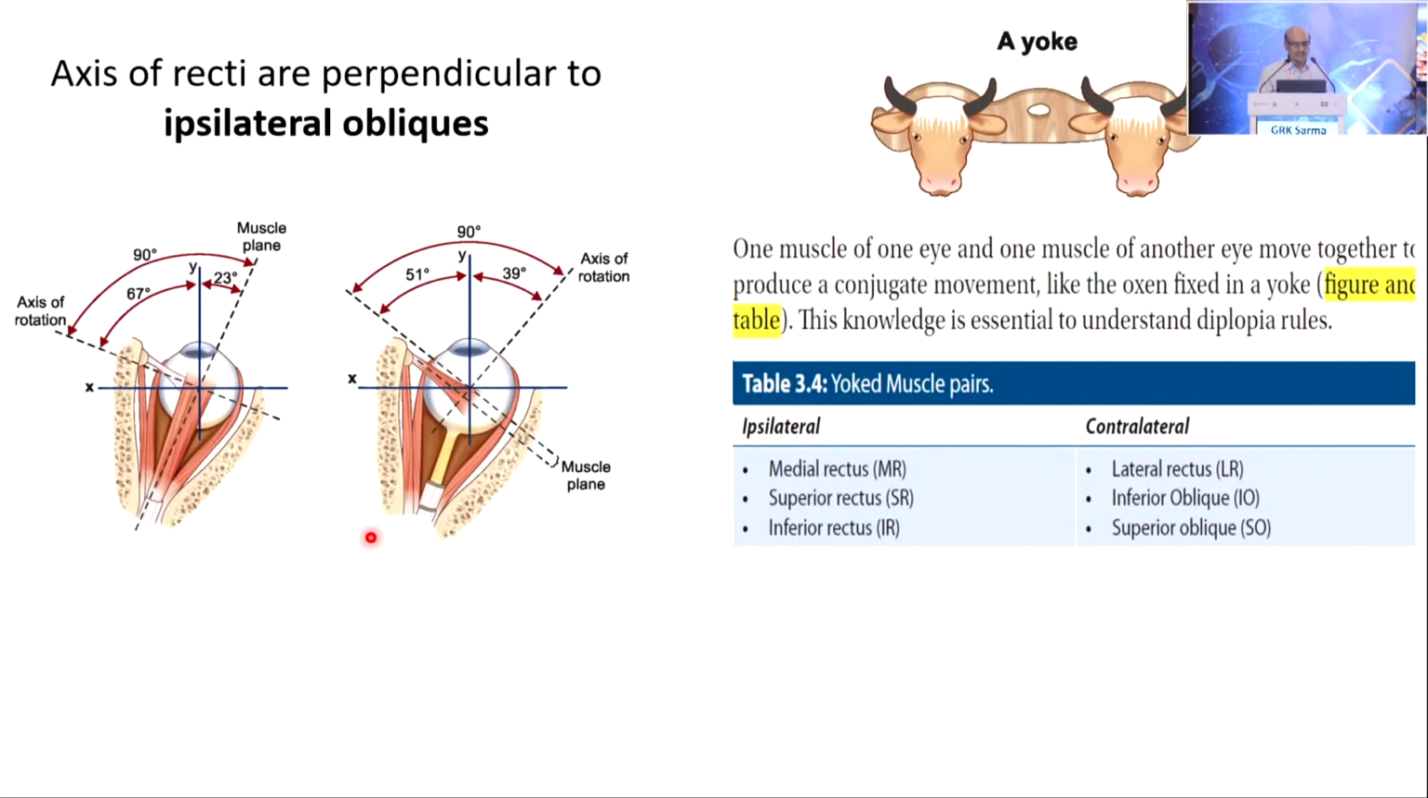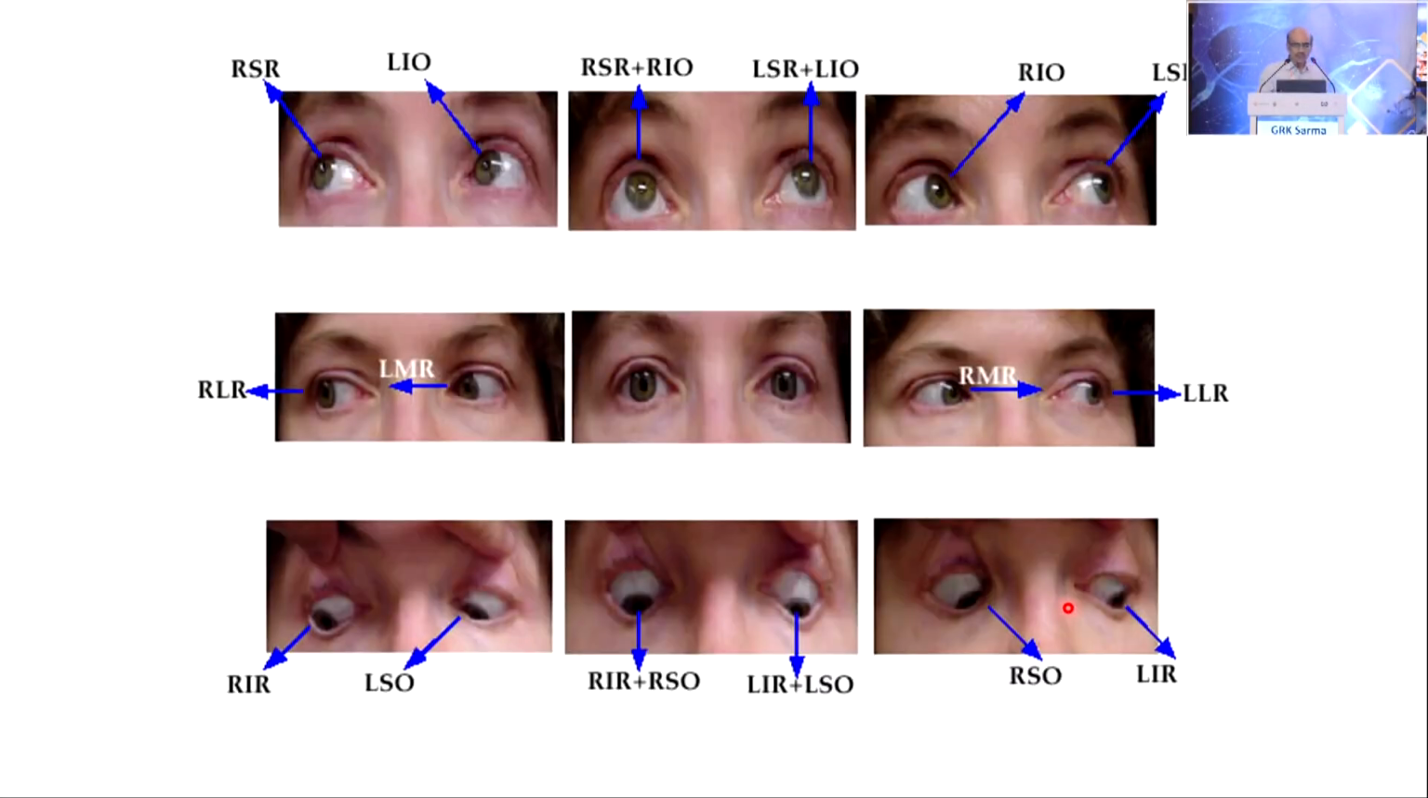The point to note is that the axis of rotation of the globe for the rectus and oblique muscles is exactly at 90 degrees. So one rectus and the other oblique, they work together just like the oxen tied by a yoke. That is why they are called yoked muscles. For example, for horizontal movements, one medial rectus and the opposite lateral rectus are the yoked muscles. And superior rectus on one side and inferior oblique on the other side are the yoked muscles. Inferior rectus on one side and superior oblique on the other side are the yoked muscles. They lead to these 9 cardinal movements.